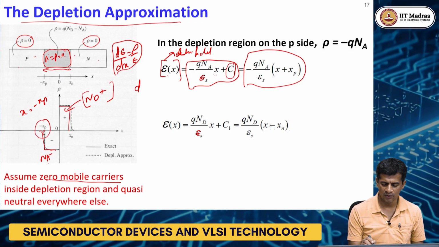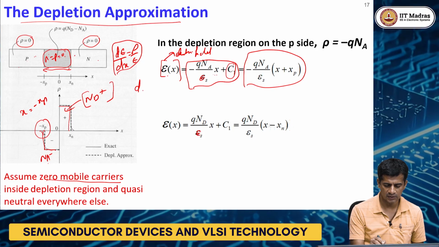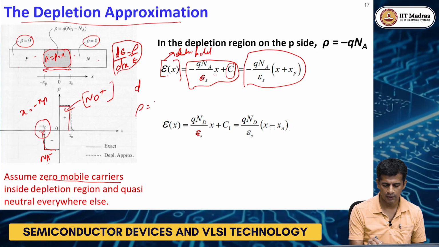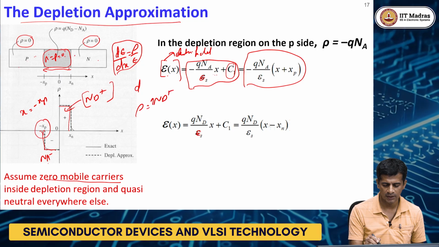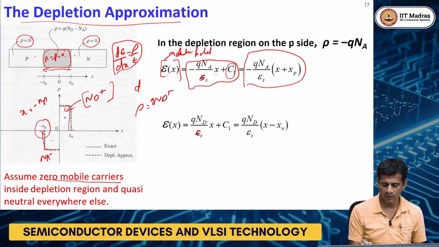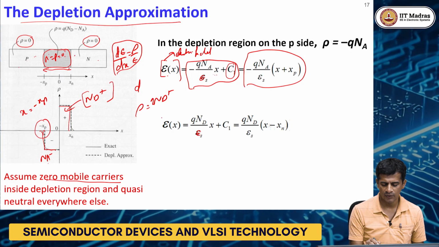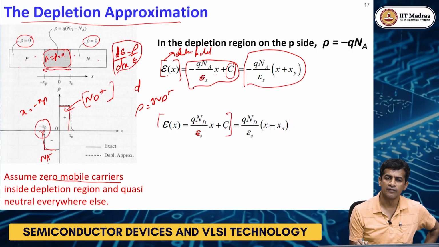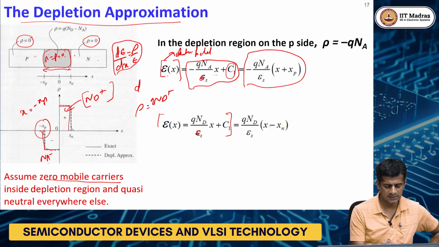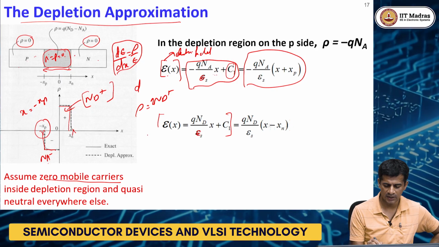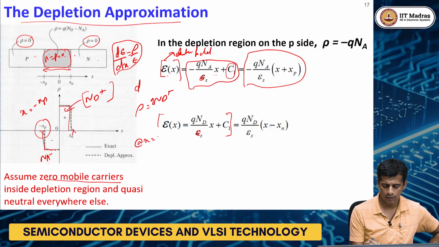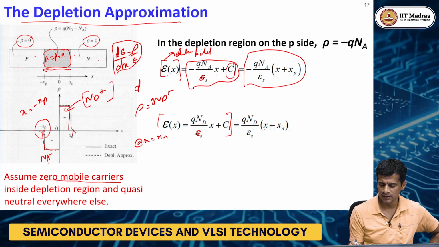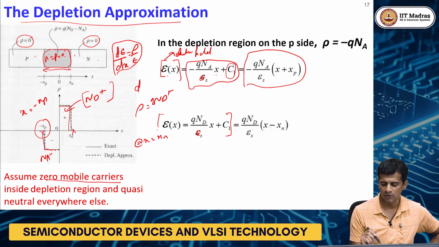Similarly, on the right side, rho is equal to qNd plus, so on the right side, qNd by epsilon. If you integrate, again you get a constant of integration. How do you find the constant of integration? At this edge, at x equal to xn, the field should go to 0. That is, if you put x equal to xn, the field should go to 0.